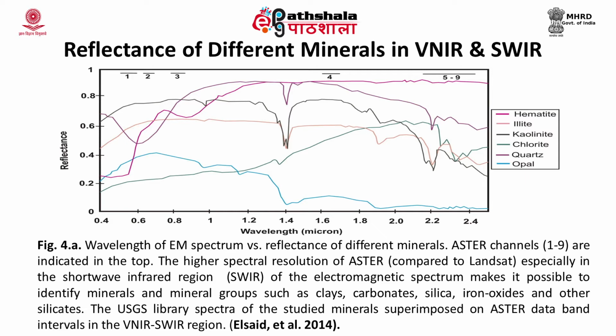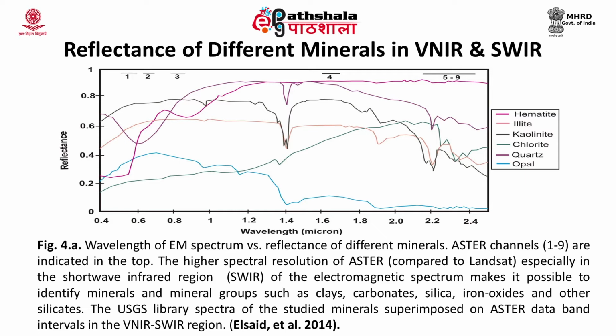So, if you look at the hematite, it is in the pink color. You can see in the lower wavelength the reflectance of the hematite is low. As you go towards the higher wavelength, there the reflectance is high. In case of ilmenite, in the lower wavelength it is low, and in between you have low reflectance at that particular wavelength.